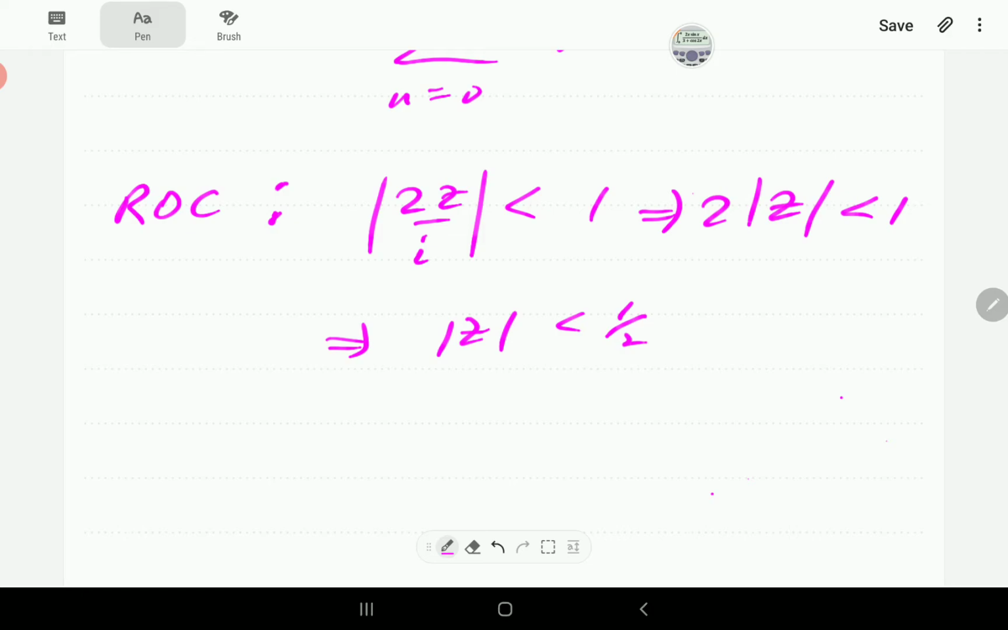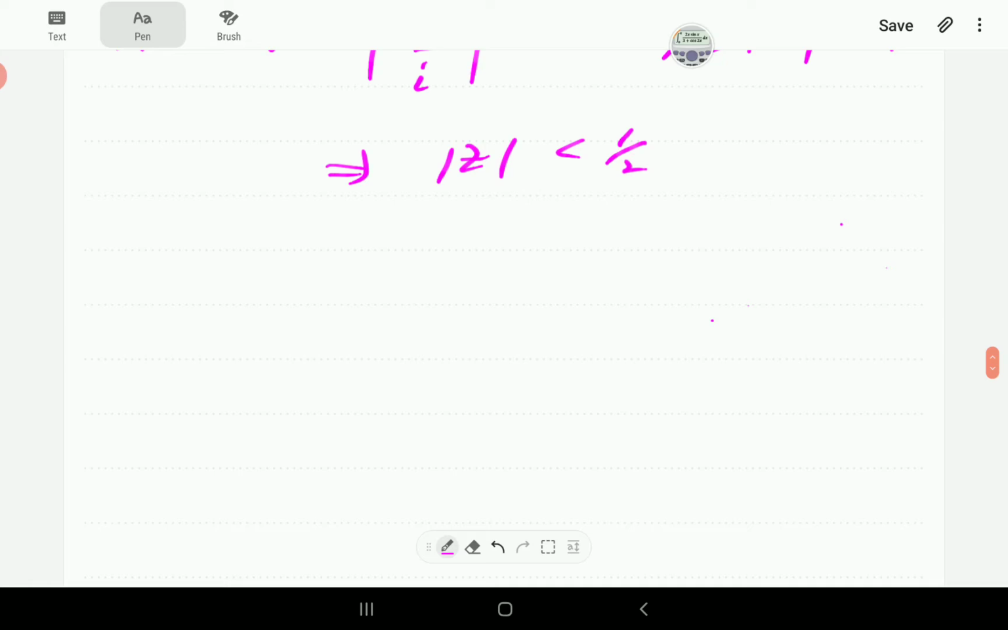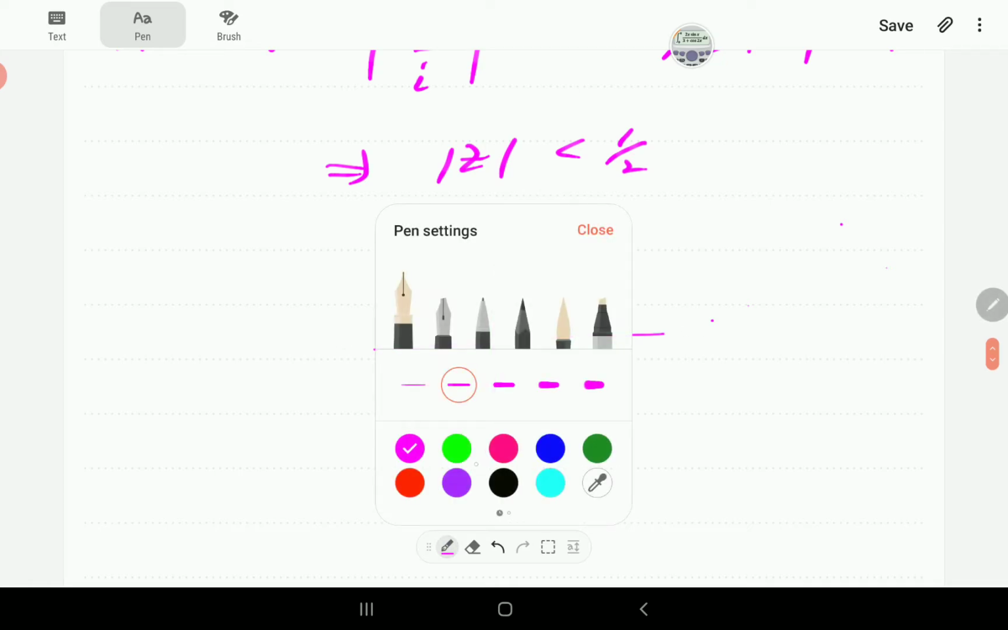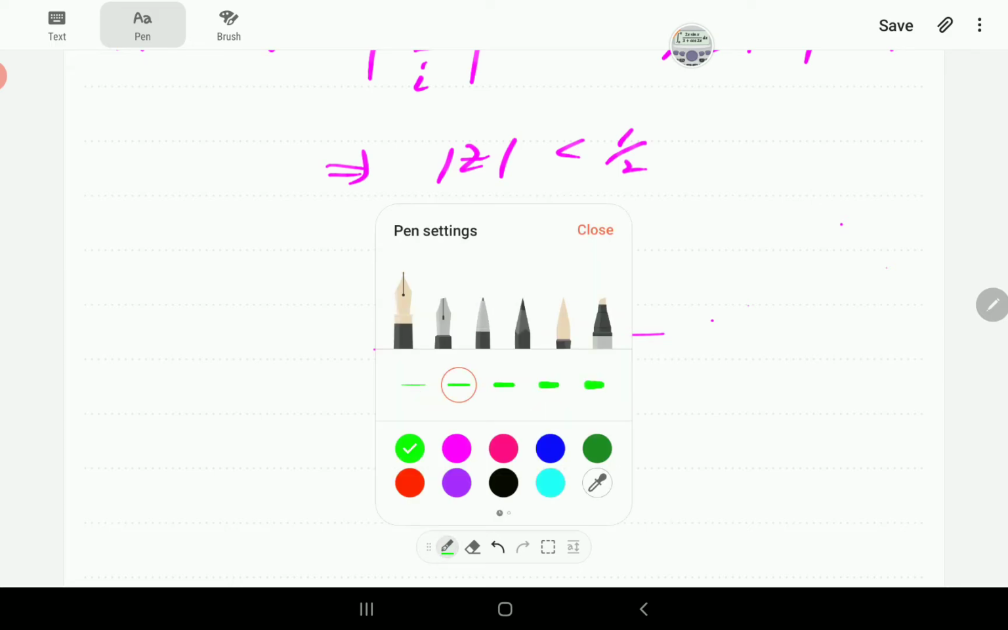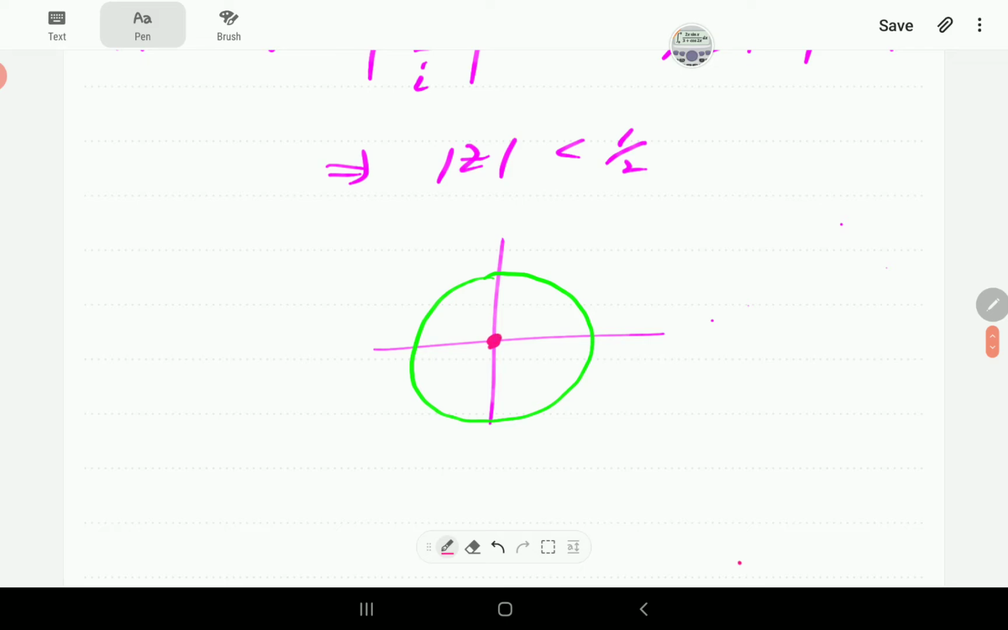Okay, so this is saying this sequence is going to be convergent inside a disk of radius 1/2 centered at the origin. So remember, this series is centered at the origin, and the radius of this is going to be 1/2. So that's what this equation is giving us.